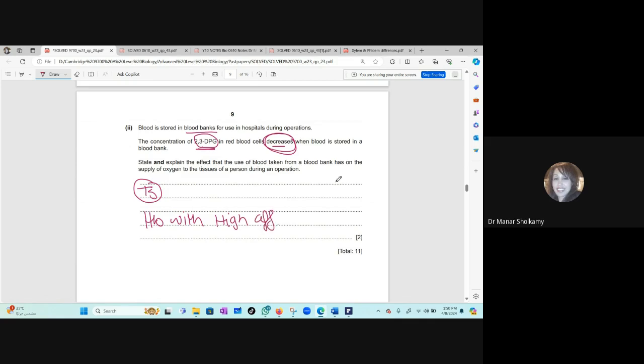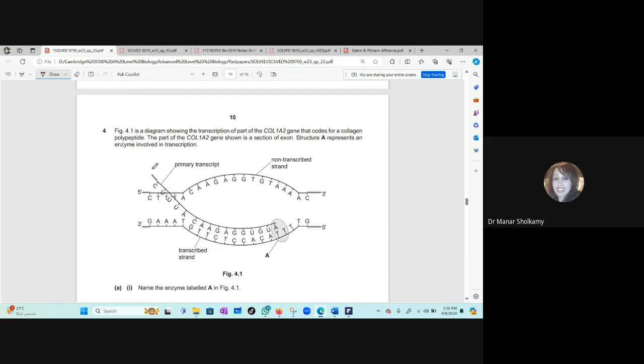That's it. So can you see how the answer is so simple? They are twisting the questions. The questions are made to confuse you. Fine. So you will say that the patient during an operation does not have enough oxygen and he needs oxygen. So they will give him hemoglobin with high affinity for oxygen when they give him this red blood cell that is stored in blood banks.